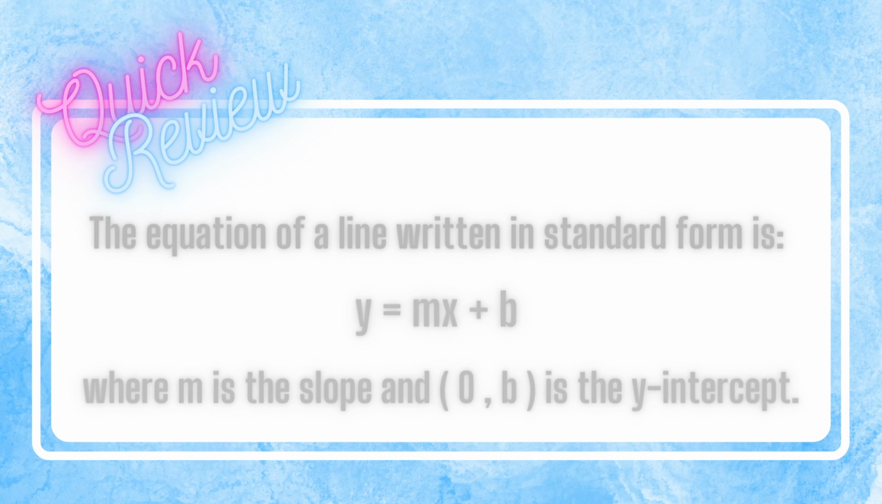So just as a review, the equation of a line written in slope-intercept form is y equals mx plus b, where m is the slope and 0, b is the y-intercept coordinate. Today, we looked at how to find the equation when we're given one point and the slope.